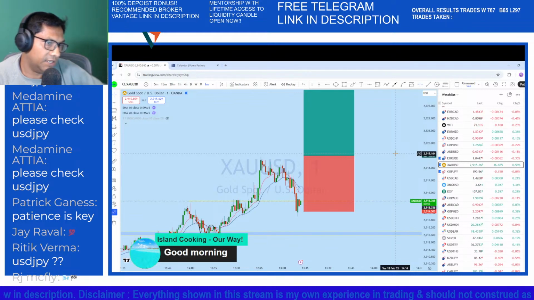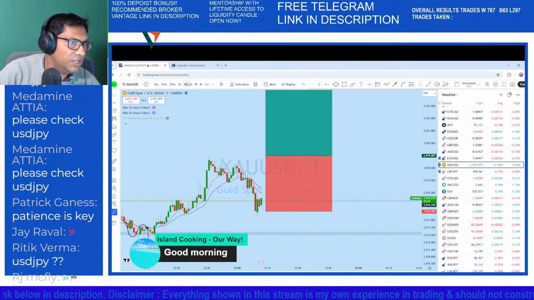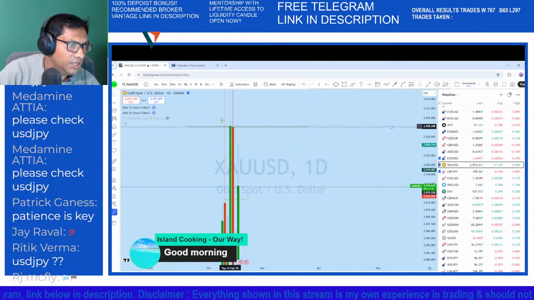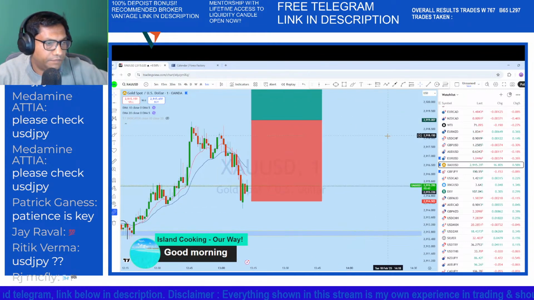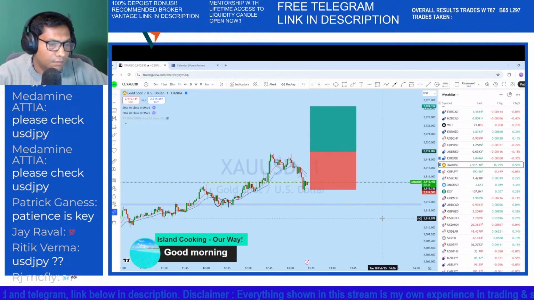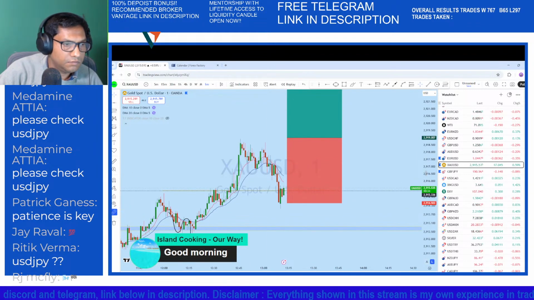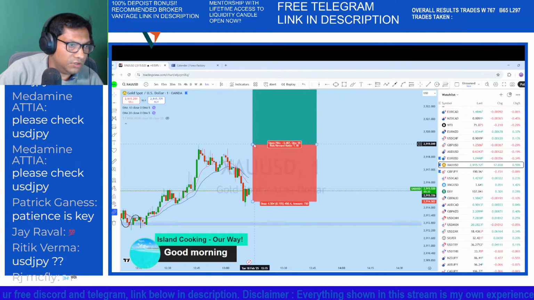So we can see it may try to form a structure here. Let's look at the daily again. So the daily level is here. Now with this drop here, it's forming a series of higher lows in that area.